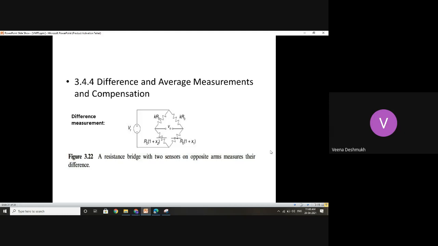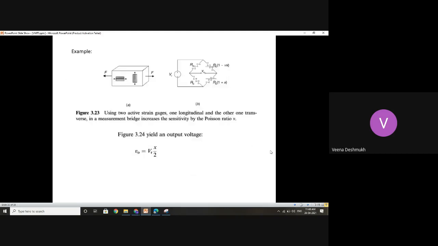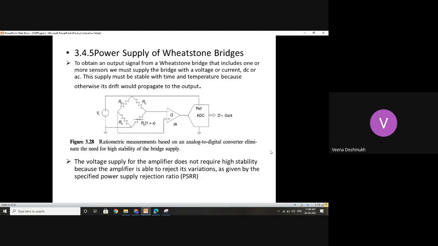to read the variations in the temperature, there are certain factors which affect the performance of the bridge. For example, the variation in the supply voltage, because the bridge needs to be supplied with a voltage. So what type of power supply should the Wheatstone's bridge be supplied with?